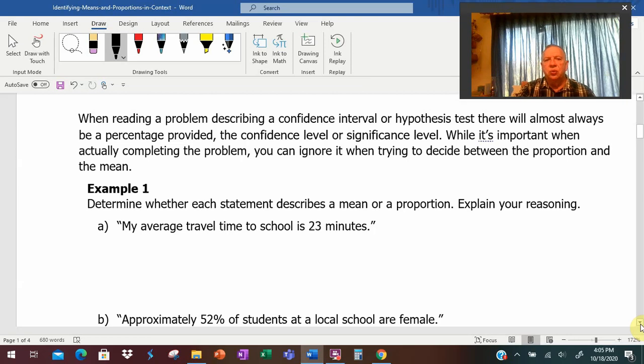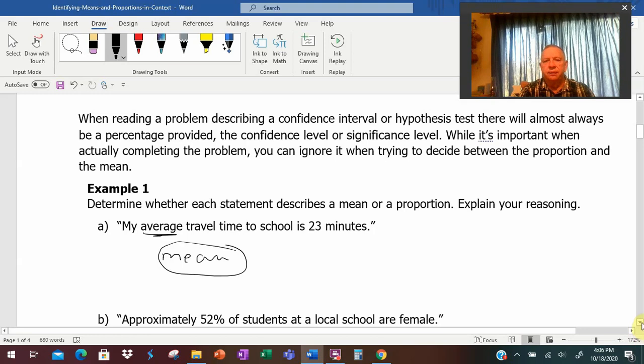My average school travel time is 23 minutes. So here's that average that I was telling you about. My average travel time is 23. So this is a particular value. Okay, it's not a percentage or proportion. So we would be working with the mean, either a confidence interval or hypothesis test. But here, that's just strictly talking about a mean. You wouldn't work into a hypothesis test on that.